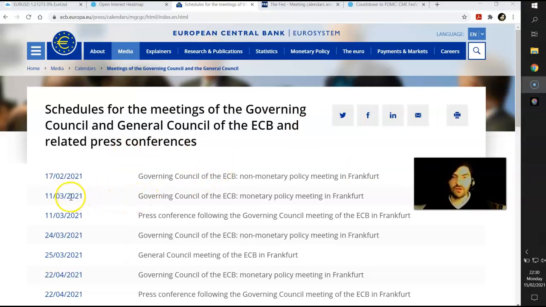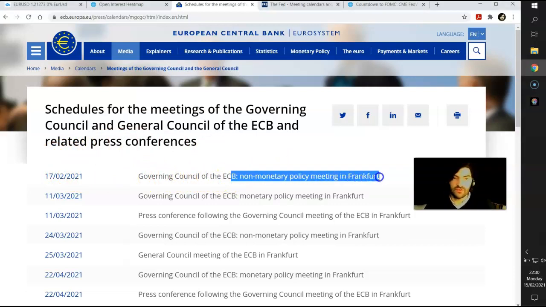So in March we have the 11th is the Governing Council, MPC monetary policy meeting in Frankfurt, and also the press conference there from Lagarde. And also in 2 days' time we have the non-monetary policy meeting in Frankfurt, which may or may not have any impact depending on what they say.